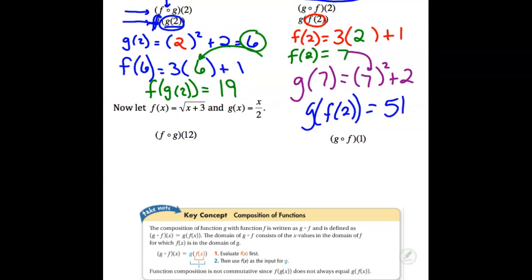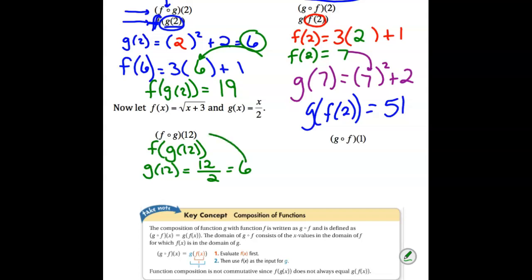All right, let's try another one. This time f of x equals the square root of x plus 3, and g of x equals x divided by 2. Okay, so they're saying find f of g of 12. Again, I want you to get in the habit of rewriting this. It's f of g of 12. Okay, so we need to plug a 12 into the g function first. So let's find g of 12. The function is x divided by 2, so 12 divided by 2 is 6.